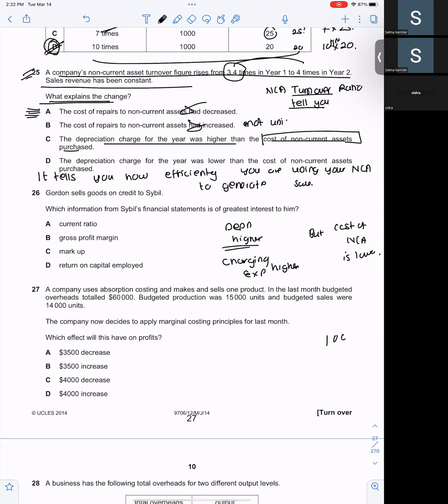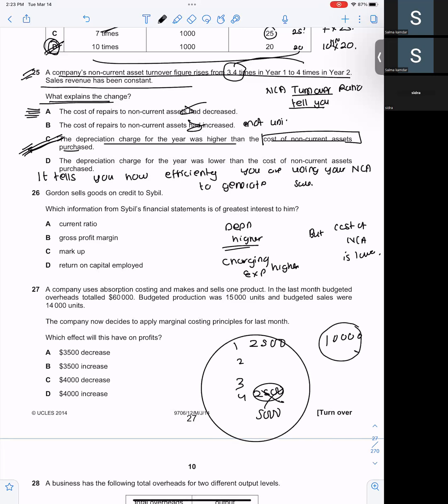Say you purchase your non-current assets for 10,000, and you're charging depreciation of say 2,500. Now you are in year 4: 1, 2, 3, 4. By the end of year 4, it should have got exhausted, but it has not got exhausted, and you're charging 5,000 depreciation because the asset is still in good condition. That means you're using the non-current asset efficiently despite the higher depreciation. Because you're charging more depreciation, but the cost is less for that non-current asset, that means you use your asset more efficiently.